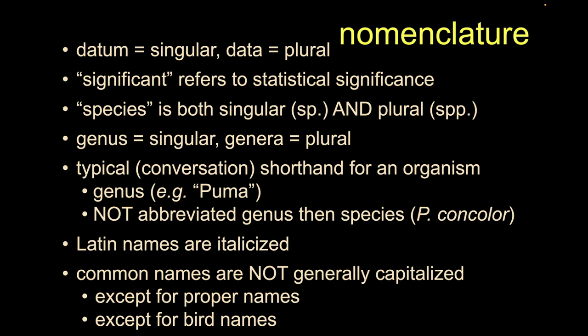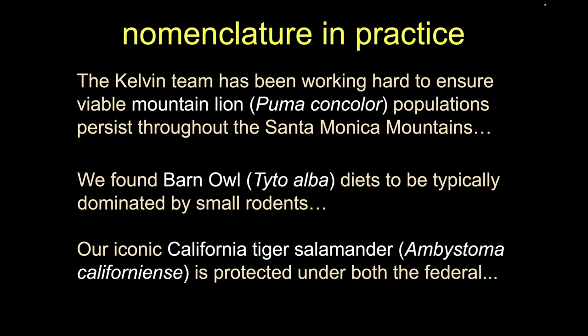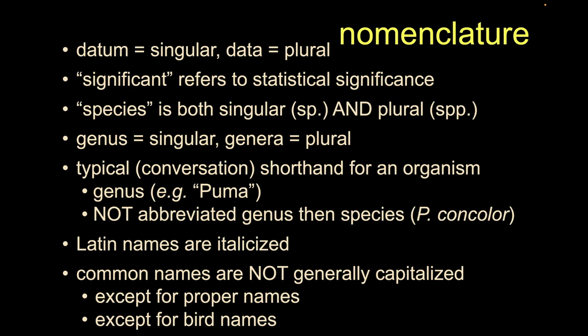Now, here's where it gets tricky. Common names. Everybody look at me. Don't screw this up. Common names, by definition, are not capitalized. Common names, by default, are not capitalized, except for a few examples. Do I have more examples here? Yeah, okay. Except for, so how we actually represent names and why something is called Puma concolor, used to be called Felis concolor, the genus changed.